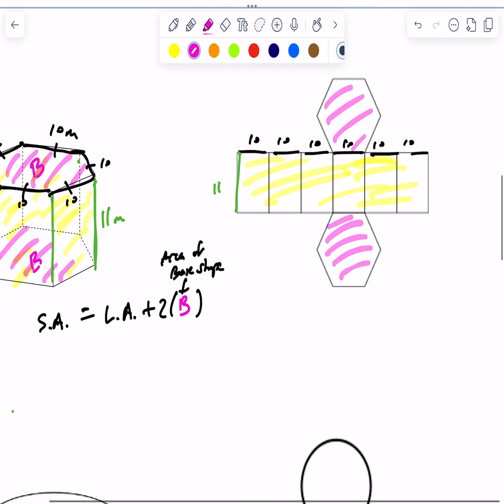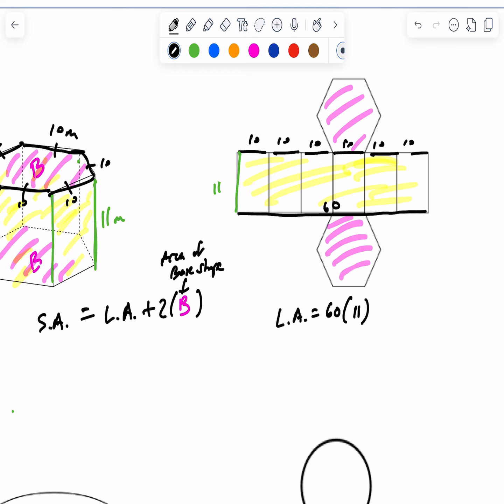We don't fully have a formula for the lateral area, but we can just calculate it by hand. What is this length right here? It's 10 plus 10 plus 10 plus 10 plus 10 plus 10, basically 10 times 6. It's 60. It's just a rectangle. Our lateral area is base 60 times 11, which is 660 meters squared.